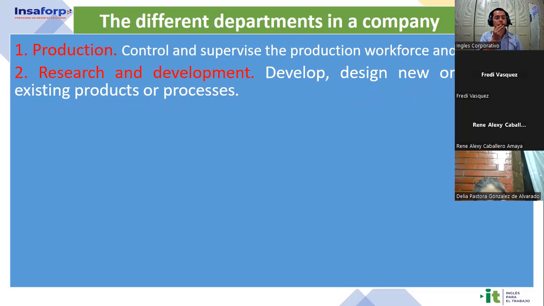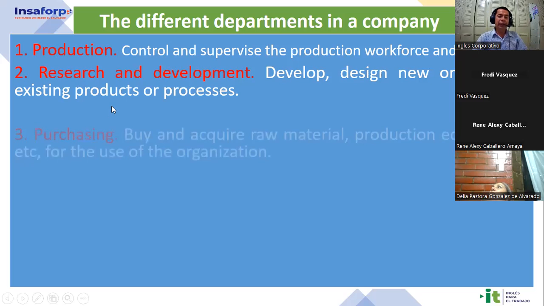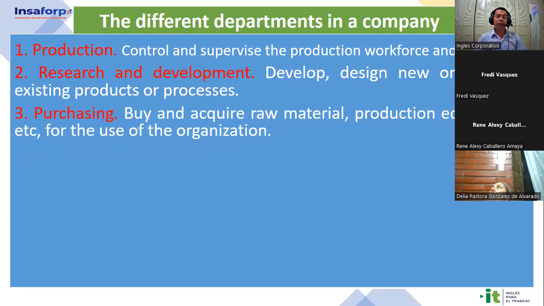So, I imagine in a shoe company, for example, right? The research department investigates new shoes, or new designs of shoes, right? Or maybe if you have an existing product, existing shoes, right? So they improve it. Lo mejoran, right? Improve it. Okay? Then, the next is purchasing. Purchasing is to buy and acquire raw material, materia prima, right? Raw material, production equipment, etc., etc. Okay? Good. And in this case is for the organization, right?